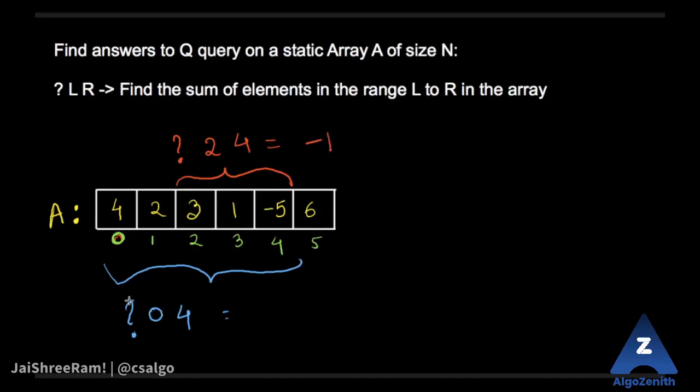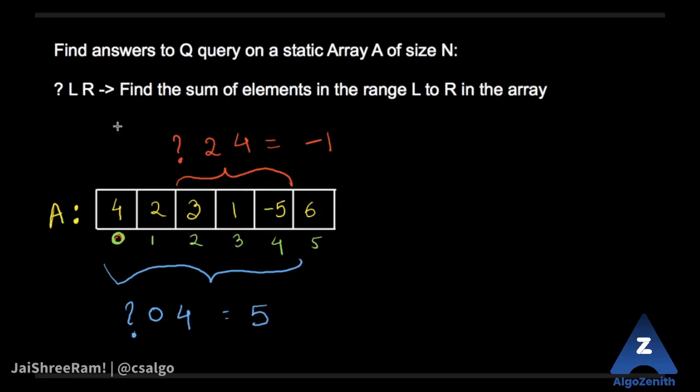What about this query ? 0 4? That is this whole range from 0 to 4: 4 2 3 1 -5. If we find the sum of this, it becomes 5. A lot of such queries keep coming, and you need to tell me the result of all of the queries one after another. So how can we do this?